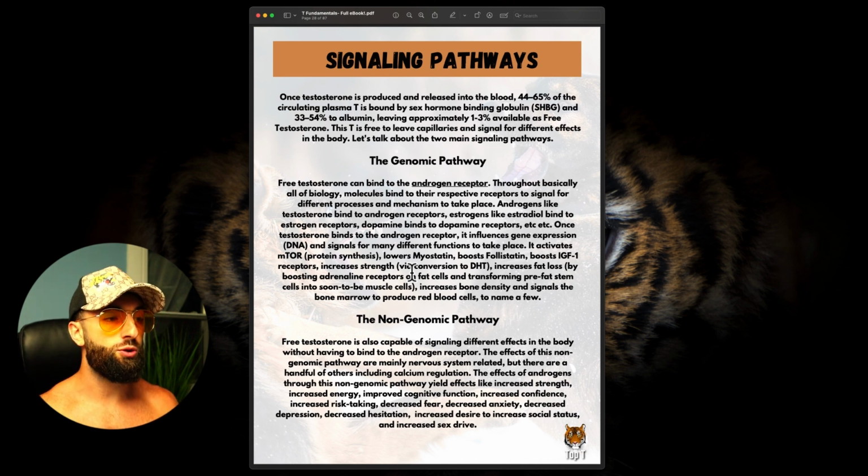So let's talk about the two main signaling pathways. The first and the main one is the genomic pathway. Free testosterone can bind to the androgen receptor.